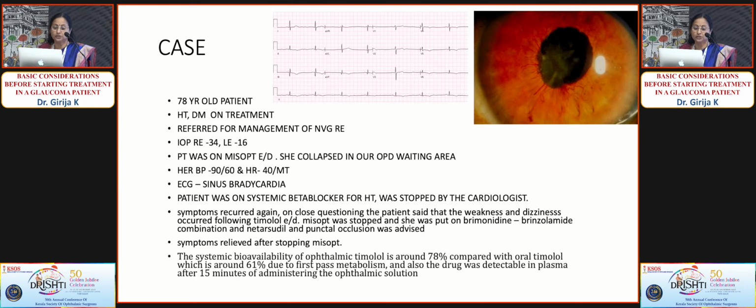A sinus bradycardia was diagnosed, and the cardiologist who saw the patient thought she was on systemic beta blockers. So it was stopped by the cardiologist. And the symptoms recurred again after stopping this. Patient went home, but again the patient had the same symptoms. So on close questioning, we got the information that it is happening after the Mysopt. And it was stopped and then the patient got relieved. So you have to be aware that the systemic bioavailability of ophthalmic timolol is around 78%, and it reaches the circulation in 15 minutes. So that has to be kept in your mind.